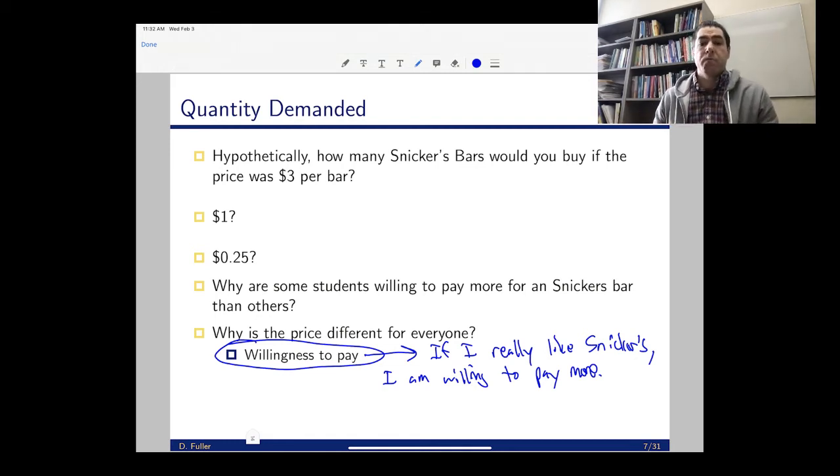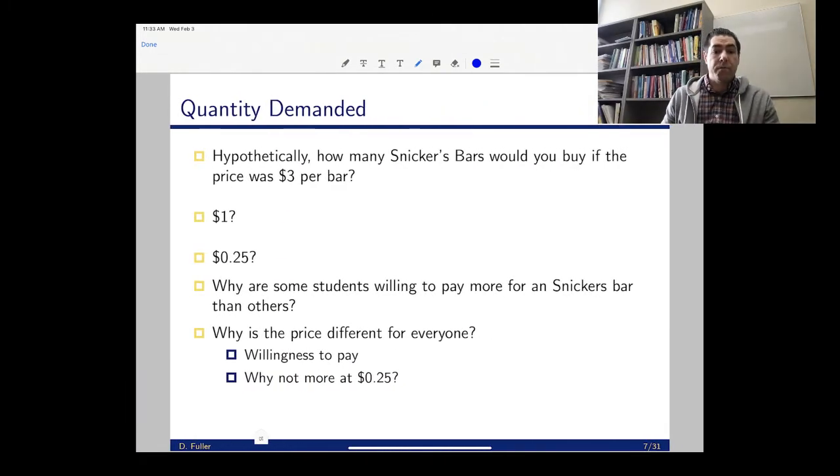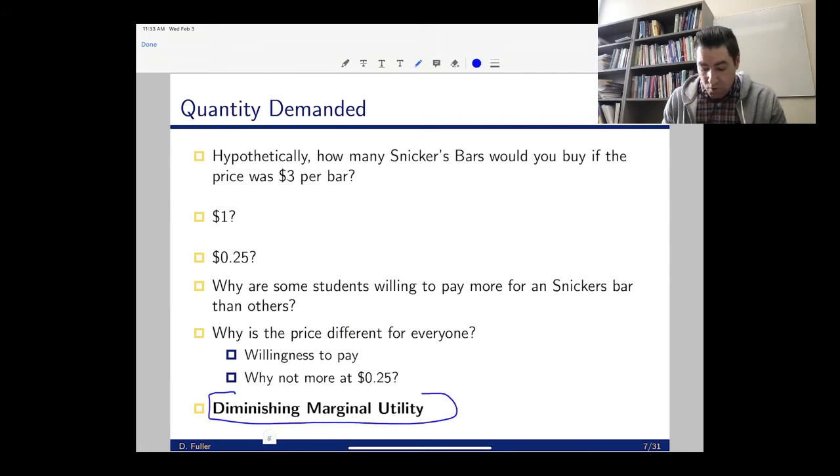So in the last video, we introduced the idea of the law of demand. As the price of a good increases, the quantity demanded is going to decrease. Now, to understand a bit of why that is true, we're going to look at this idea of diminishing marginal utility or diminishing marginal benefit.